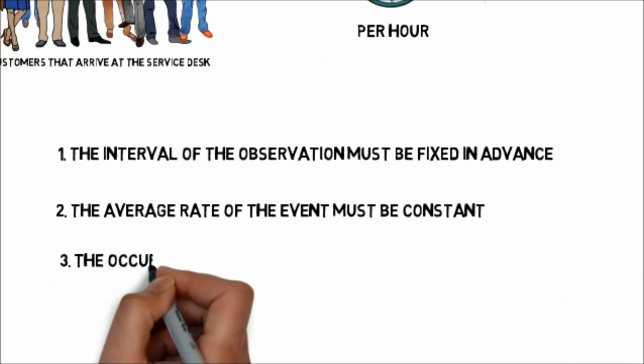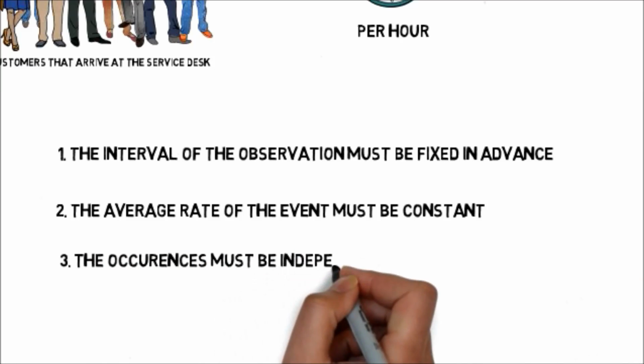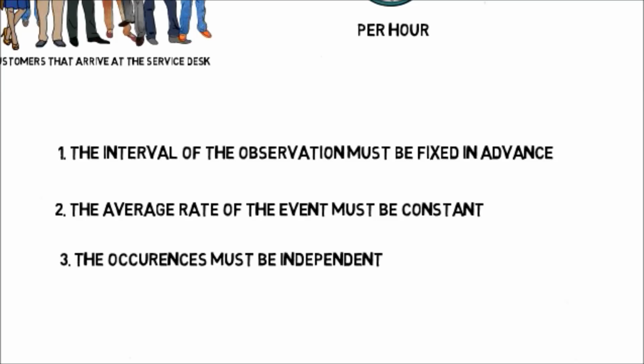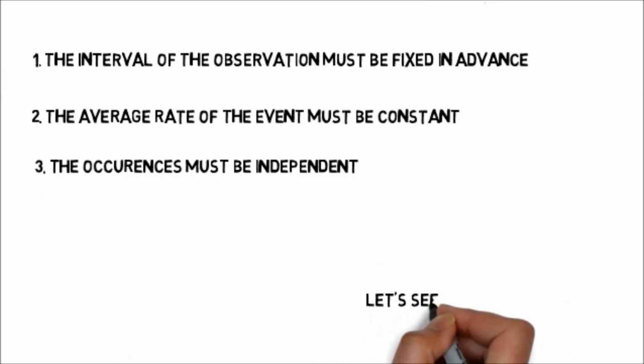The third assumption is related to the independence of the occurrences. And in our example, we can assume that one customer that arrives at the service desk does not influence the arrival of another customer. Now that we know that our example is meeting the three assumptions, let's see how to do it in Minitab.